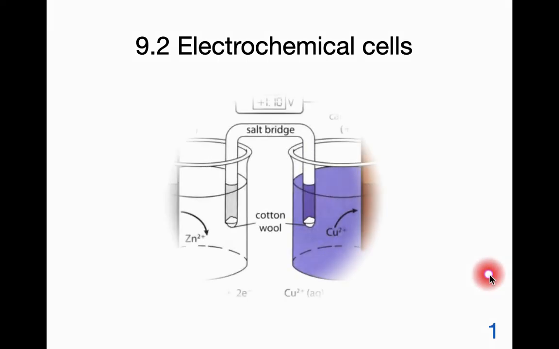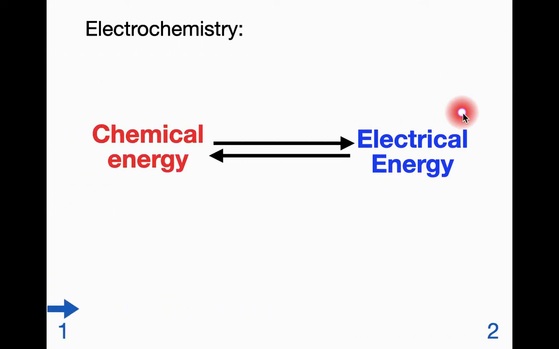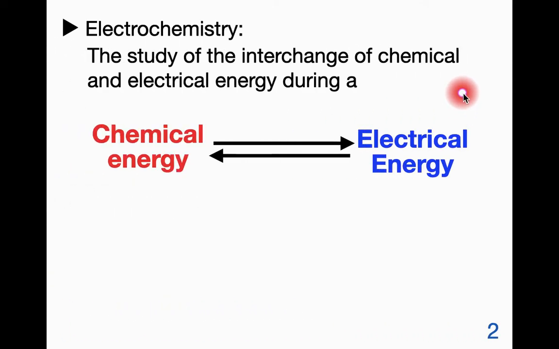Electrochemical cells. This is a diagram of what's called a voltaic cell, something we'll be looking at in a lot more detail in just a few minutes. Electrochemistry, the study of the interchange of chemical and electrical energy during a redox reaction.